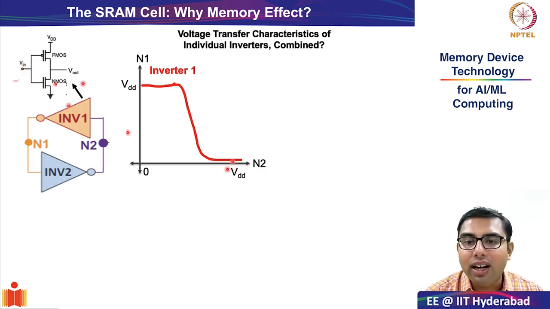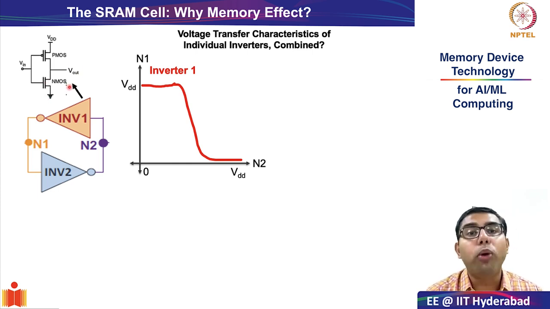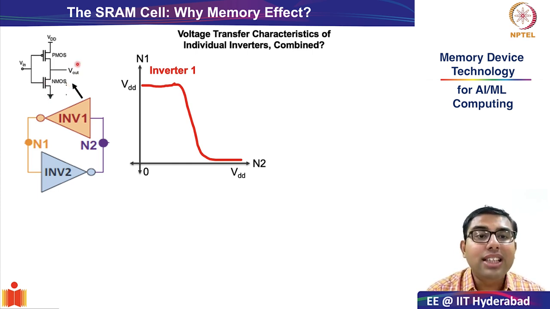In the other case, when Vin is 1, we see that the output is 0. This is because when Vin is 1, the PMOS will be turned off, the NMOS will be turned on, and naturally there will be a direct path between Vout and the ground, and that is why the NMOS is called the pull-down transistor. With this very simple structure, you are able to get an inverter characteristic.